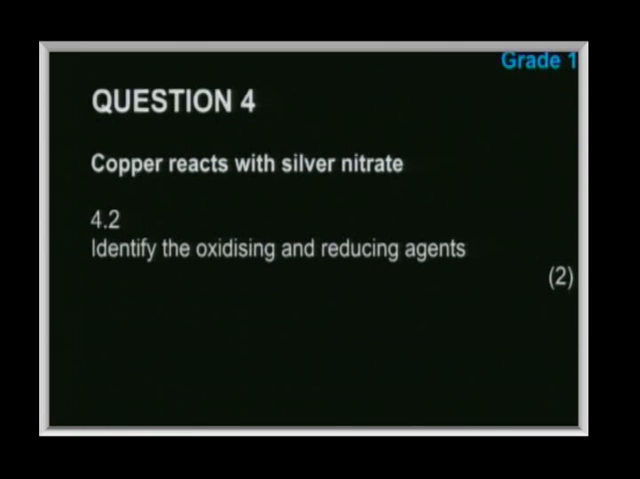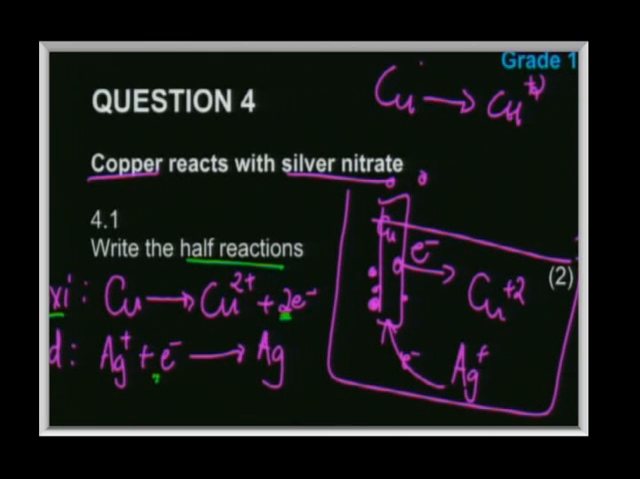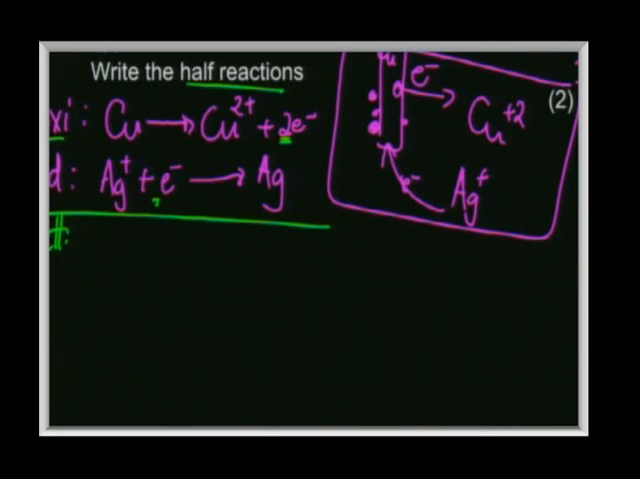4.2 asks us to identify the oxidizing and reducing agent. Let's just go back to 4.1. I actually want to show you all this. If we go and we look for a net equation, remember, in a net equation, we need to cancel the electrons. So I have 1 electron over here, but 2 electrons on that side. So to balance it out, I need to multiply everything over here by 2. That will give me 2 silver ions and 2 electrons and 2 silver atoms on that side. Now that I have balanced my electrons so that I have 2 electrons and 2 electrons, now I can go and work out a net equation.